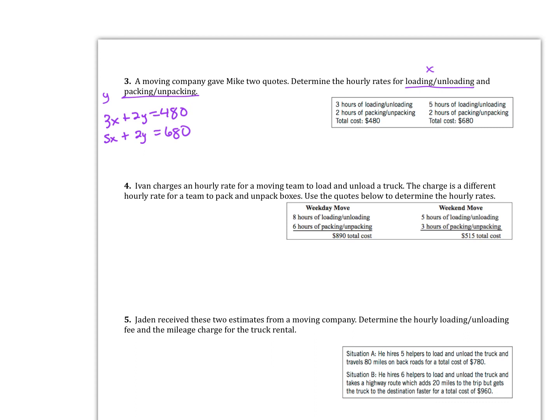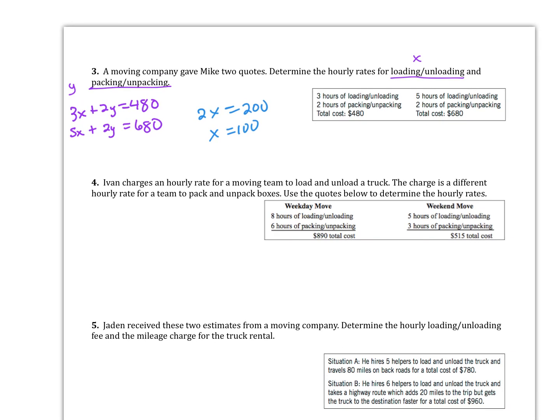All right, so from there, this one's really easy to eliminate, right? We've got the same y's, so we can just subtract right away. So we subtract those, so 5 minus 3 is 2x. The y's eliminate. We get 680 minus 480 is 200. So x is 100. So $100 for loading and unloading.